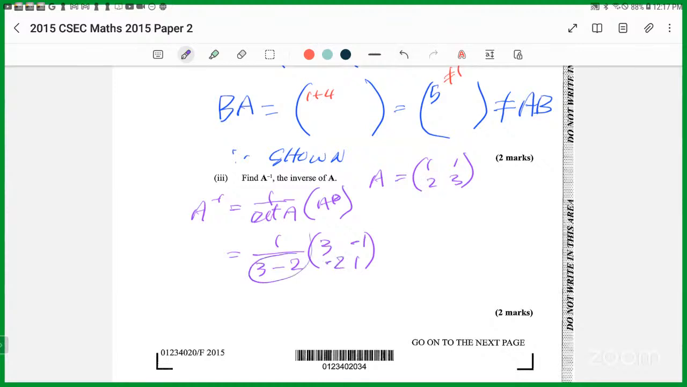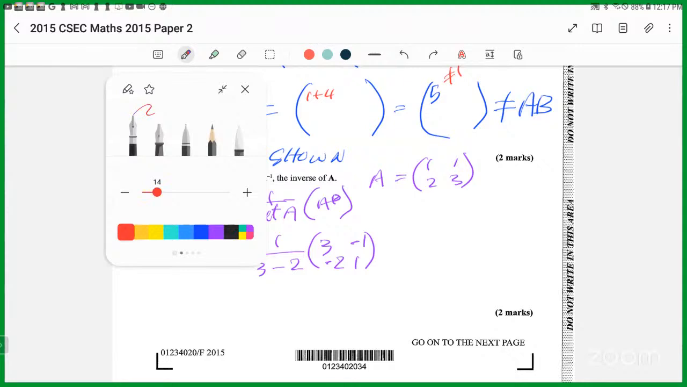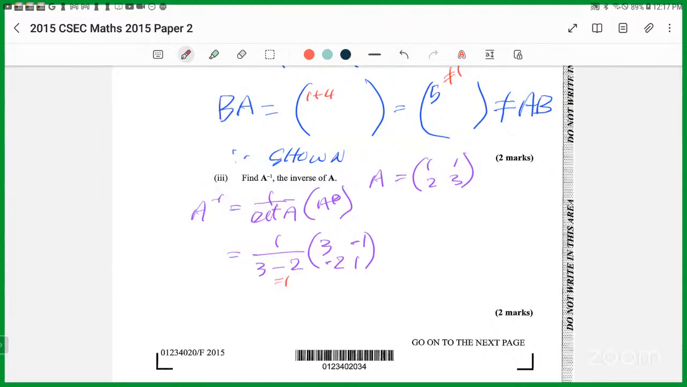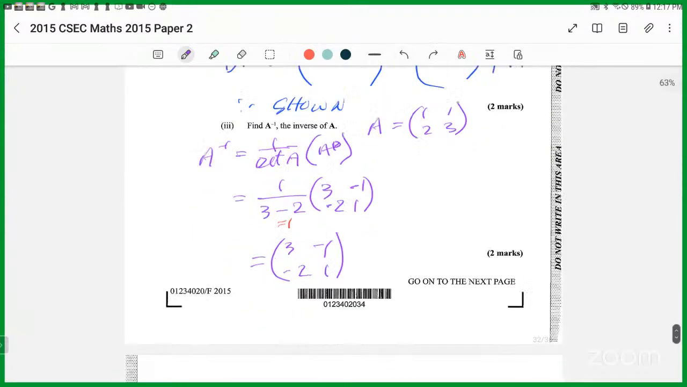This under here is just a 1. So you're not going to be changing the values of any of those in the matrix. And so it becomes 3, minus 1, minus 2, 1. This matrix. That's the answer. That's A to the minus 1.